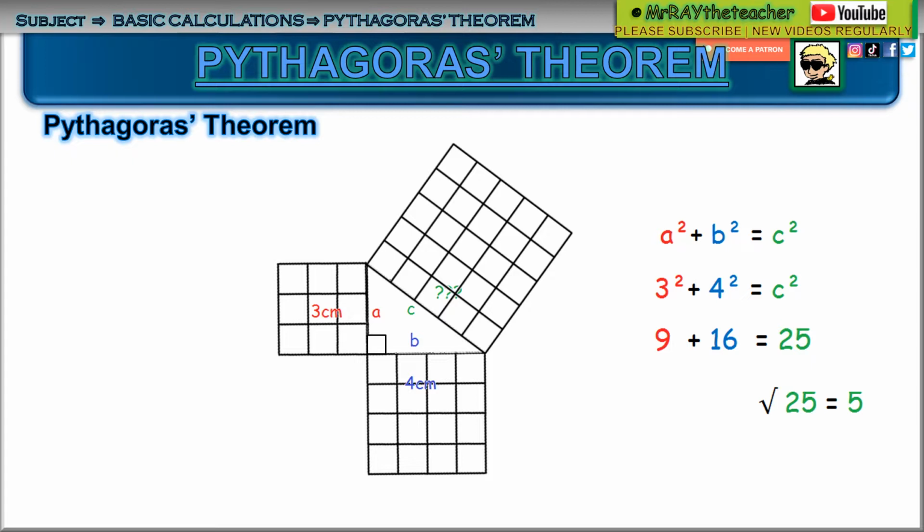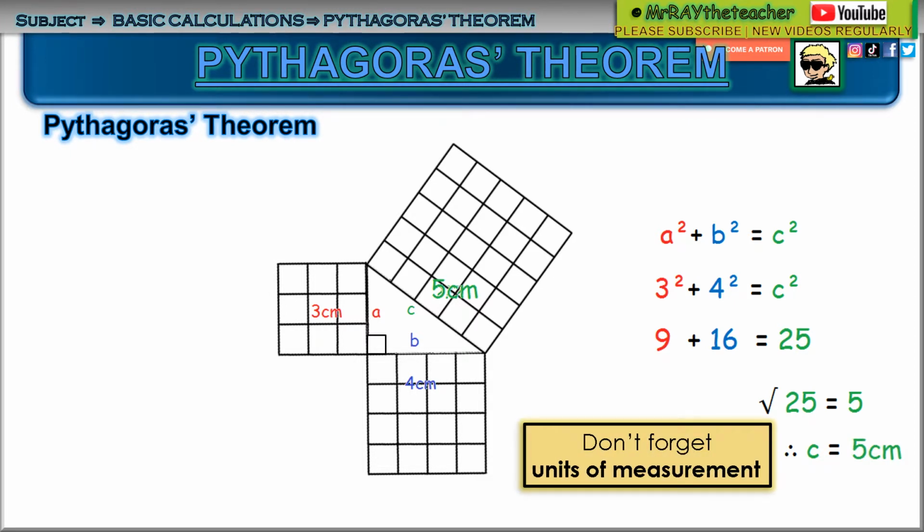We've got to square root it. Remember, we've got to get a square here. So if we've got the square root of 25, what is it? 5. Therefore, c equals 5 centimeters. Do not forget your unit of measurement. My goodness, you will get deducted marks if you mess that one up or forget it. So please don't forget it.